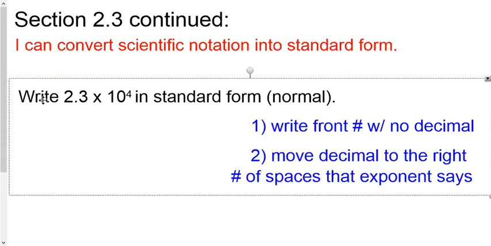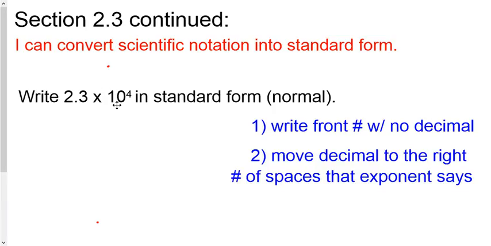Now, we still have to take a look about how do we get it from being in scientific notation back to the standard format, or the normal format, if you would. So let's take a look at this one. We have 2.3 times 10 to the 4th, and let's just follow our steps here. Write the front number with no decimal. So write down 2, 3. Okay, that's our front number. Move the decimal to the right, the number of spaces the exponent says. Well, it says to the right.